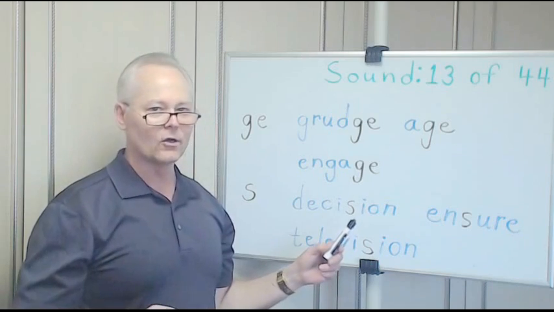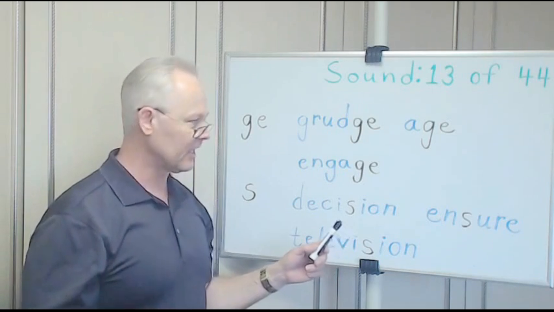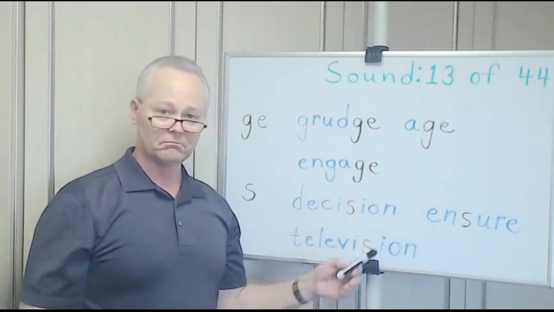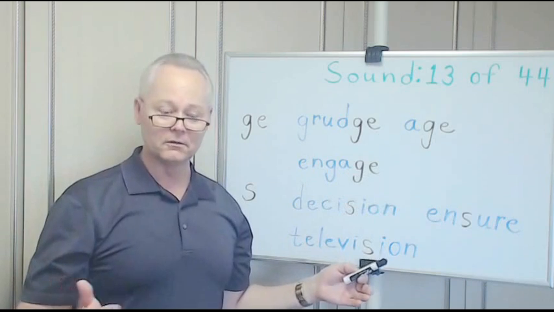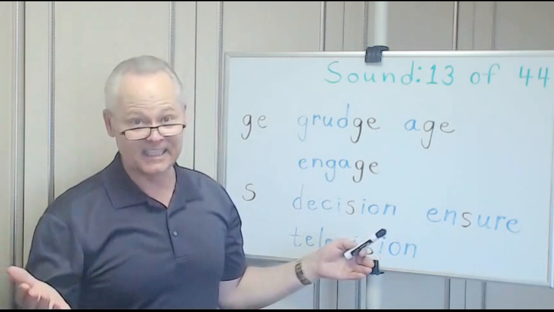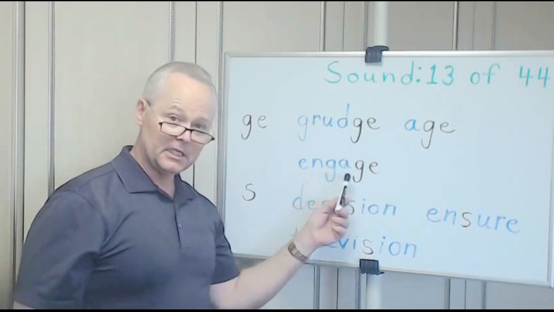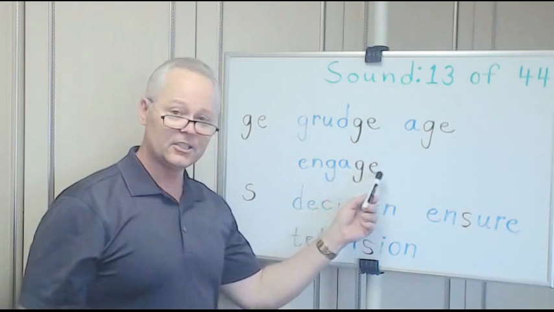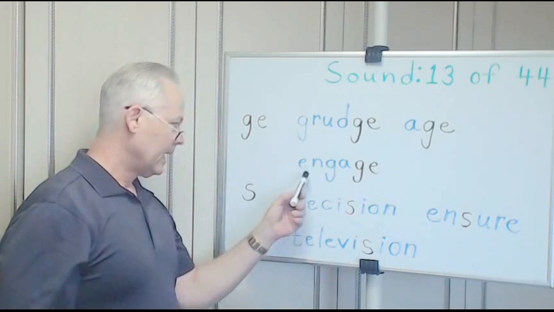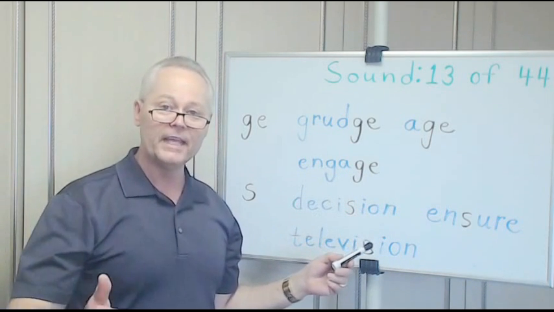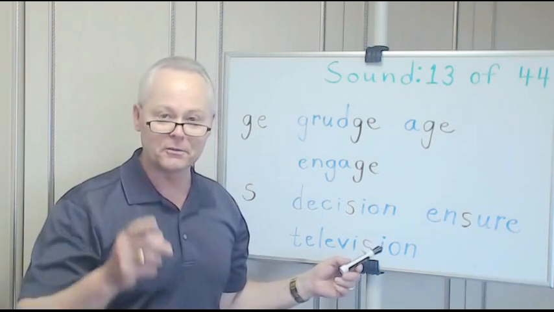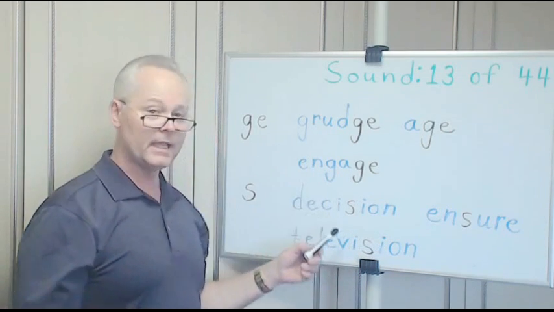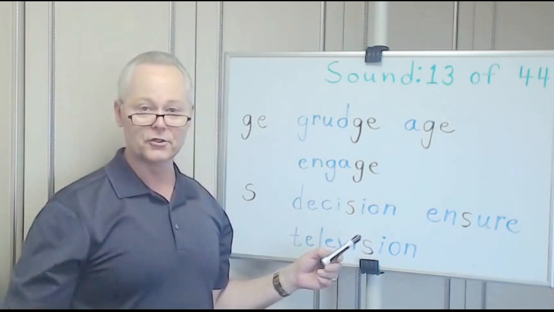A grudge is when you're angry at someone and you can't quite get over it. You have a grudge against them. Age? How old are you? Me? I'm 60. Engage. You may engage in a conversation with one of your friends. You may get engaged to a person to be married.